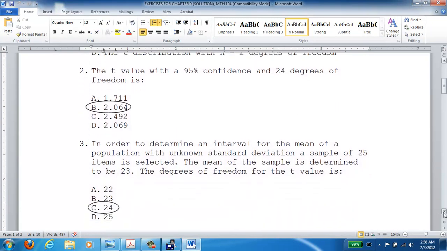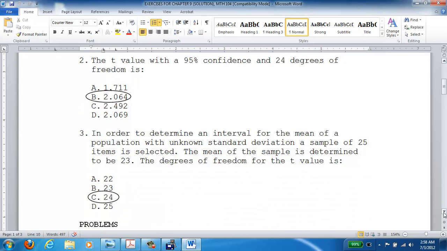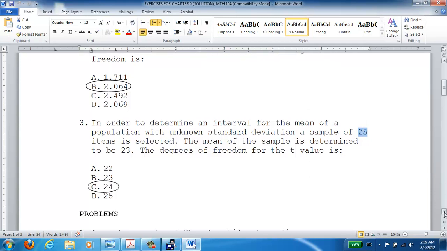For number 3, we have to see how many observations we have. We have a sample of 25 items, so we have 24 degrees of freedom. The correct one is C.